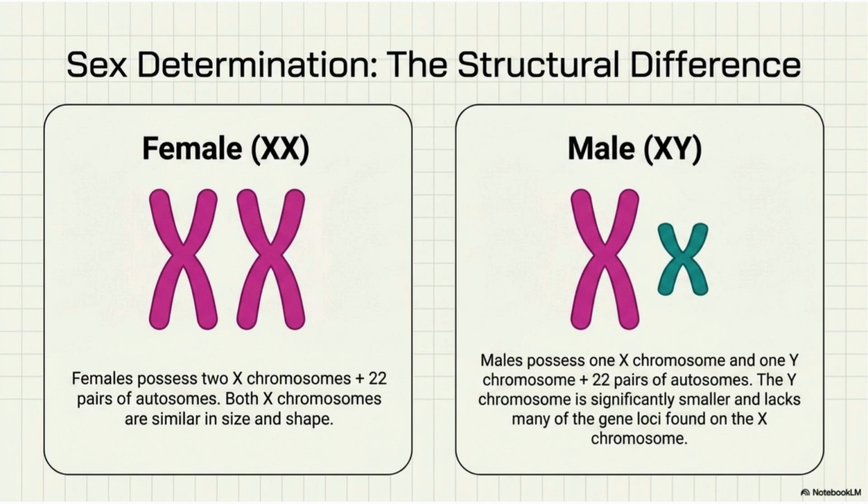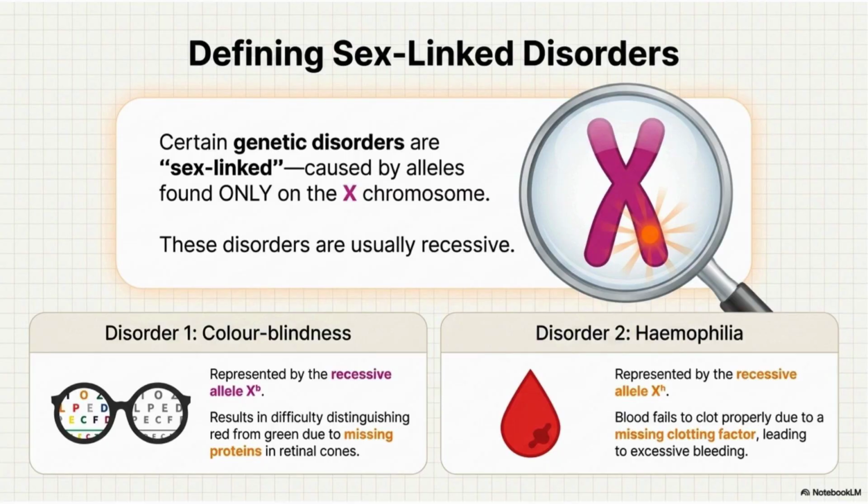Now, here's an easy way to think about it. The X chromosome is like a big textbook full of information. The Y chromosome is more like a small booklet with much less information. Sex-linked inheritance focuses on traits linked to genes on the X chromosome. Now, here's where it gets interesting. Males only have one X chromosome. So, whatever is written in that textbook, they have no backup copy.